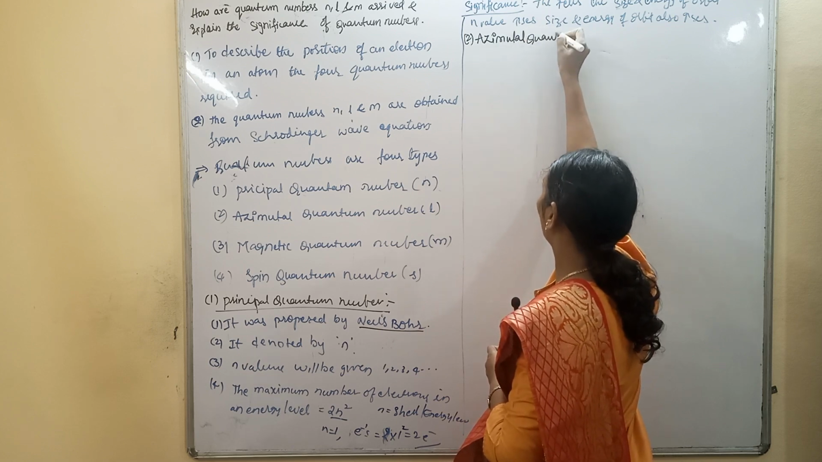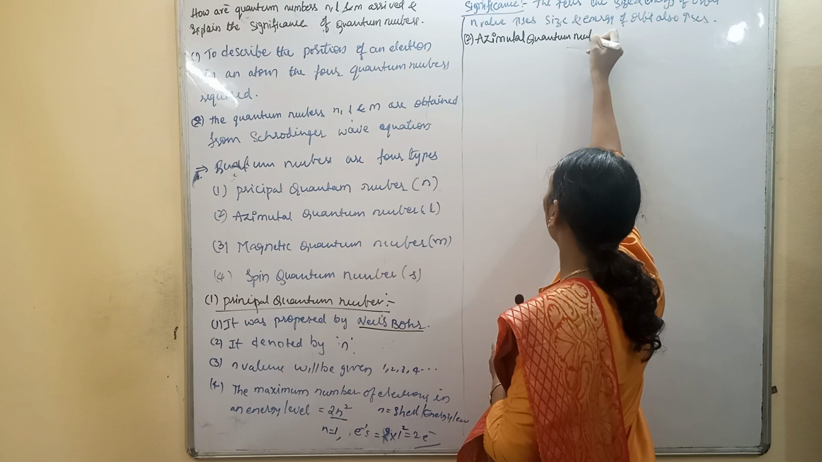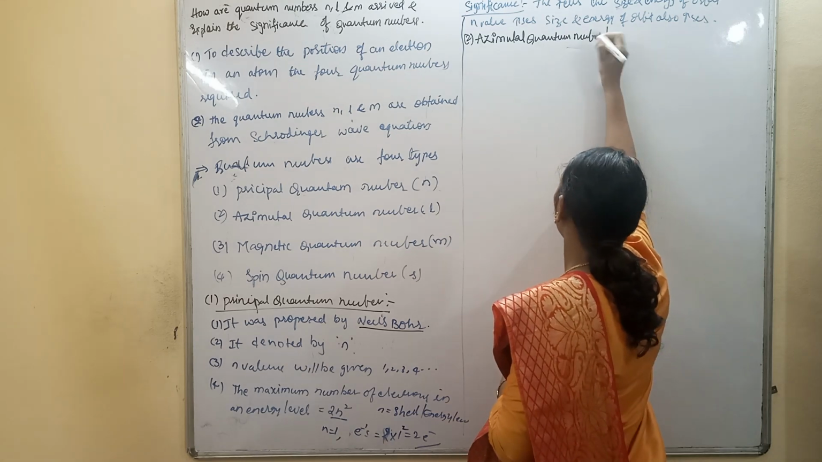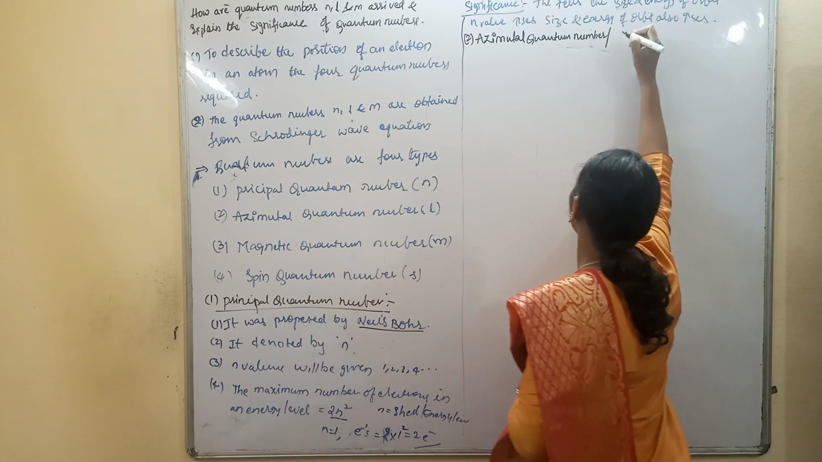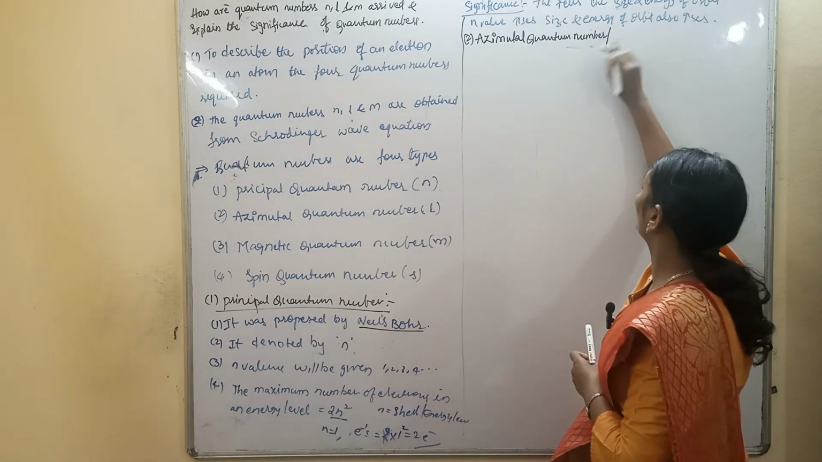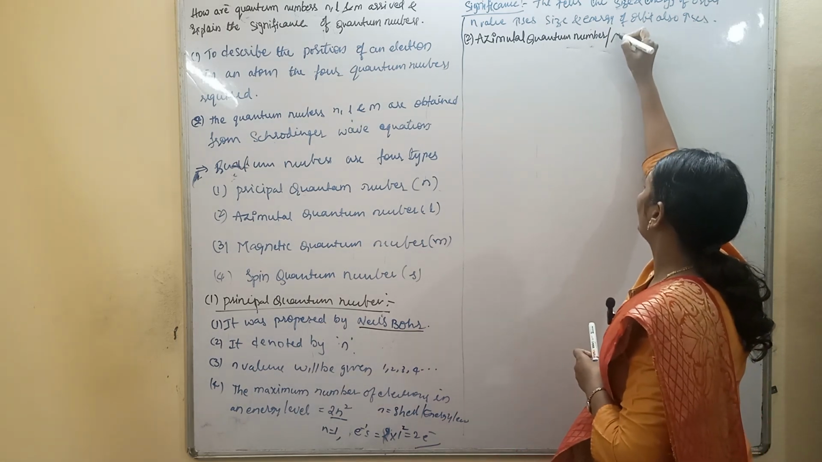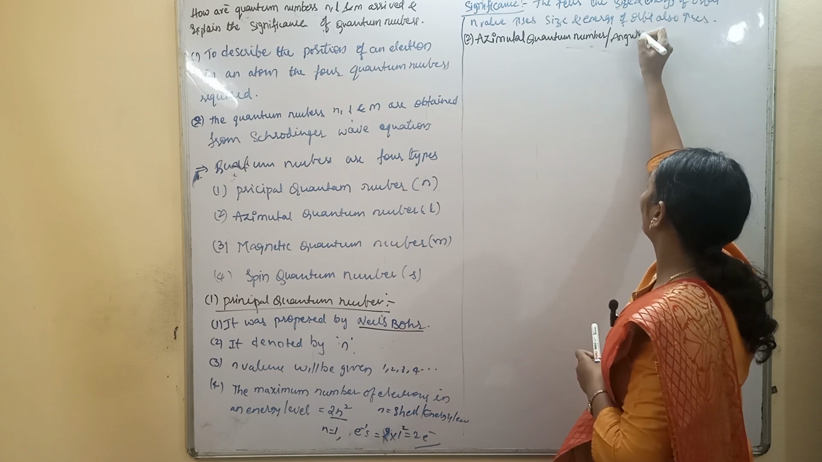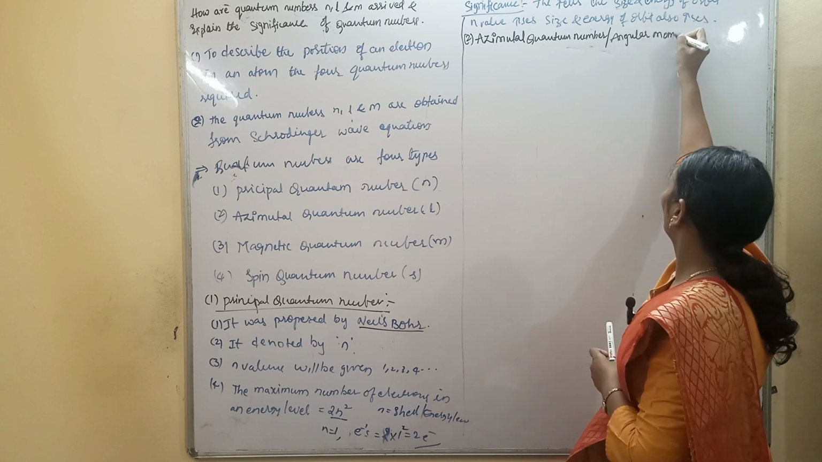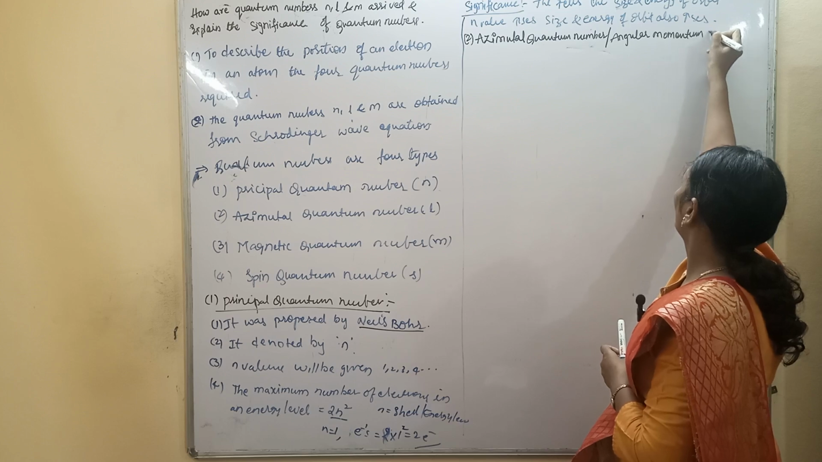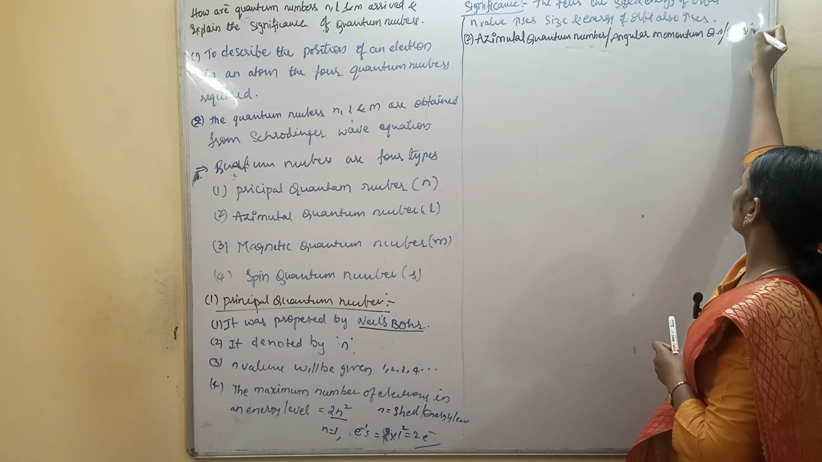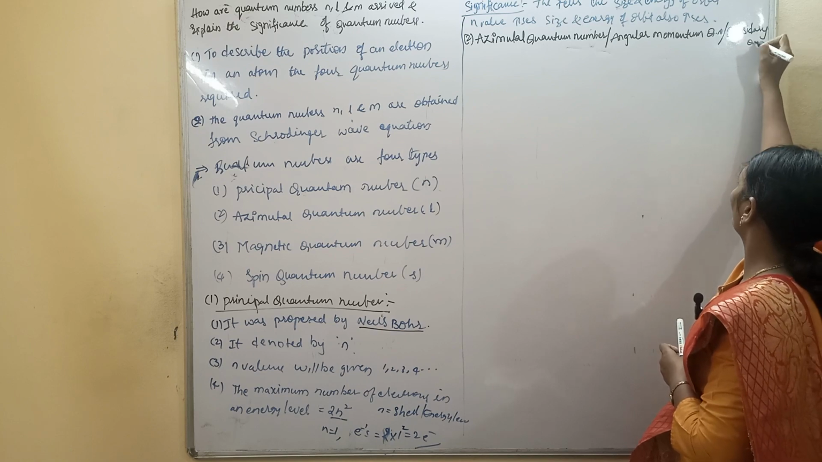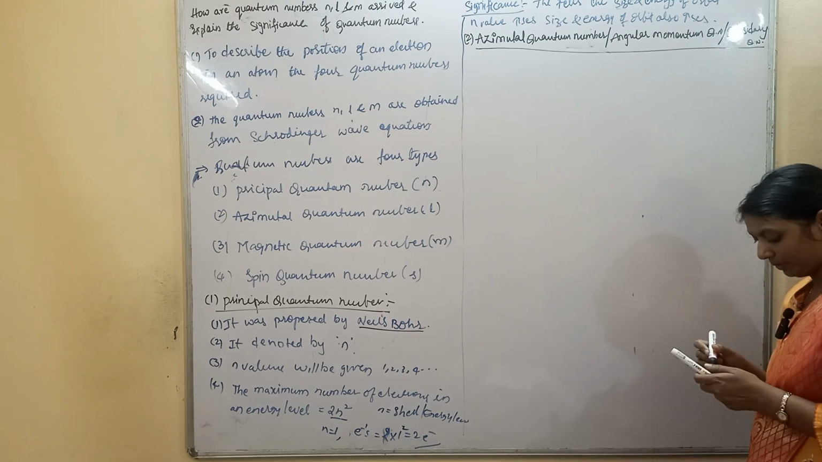Quantum number, or you can also call it azimuthal quantum number. You can also call it angular momentum quantum number, or you can take it as subsidiary quantum number. So all are the same for azimuthal quantum number.